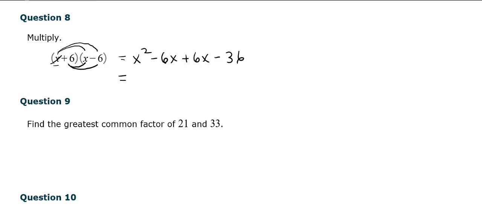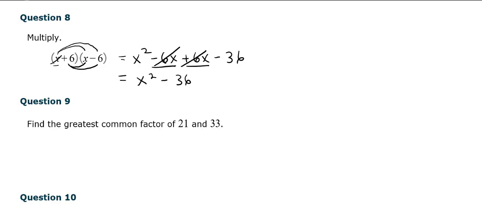So our last step is to collect like terms. That would be our x terms in this case. So we'd have x squared. Now notice what happens. Negative 6x plus 6x is 0. So we don't have a middle term. And then we carry our negative 36 down.